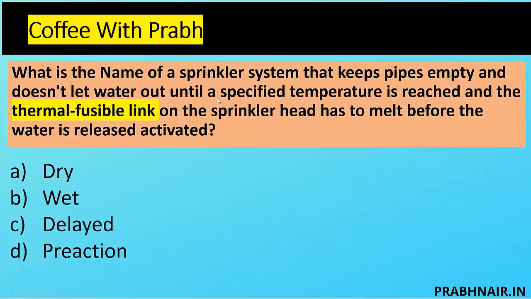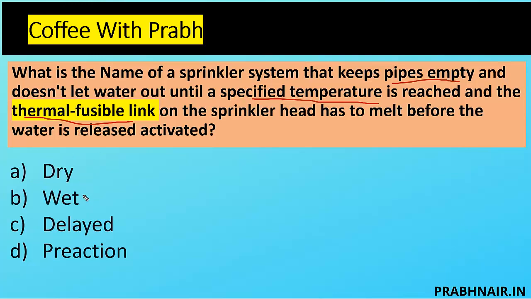What is the name of a sprinkler system that keeps pipes empty and does not let water out until the specified temperature is reached and the thermal fusible link on the sprinkler has to be melted before water is released or activated? In dry pipe, there is no water, but they don't wait for the thermal fusible link, so air is removed.